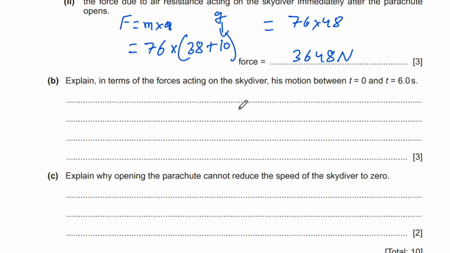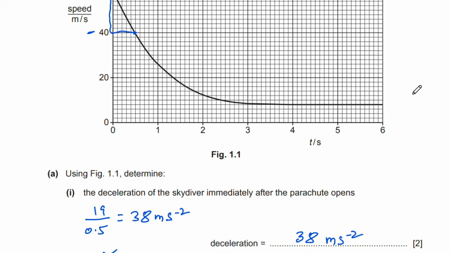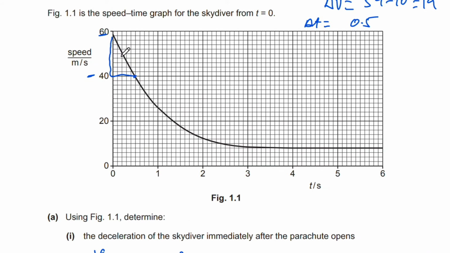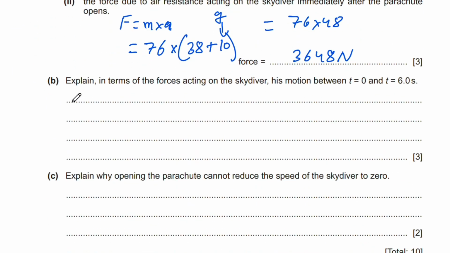Explain in terms of forces acting on the skydiver, his motion between t equal to 0 to t equal to 6 seconds. As we can see, this skydiver was decelerating, which means that the deceleration was decreasing, and ultimately when the upward force, the air resistance, becomes equal to the weight, then it attains the terminal velocity. So what you will write is that the upward force is greater than the downward force, hence there is deceleration.